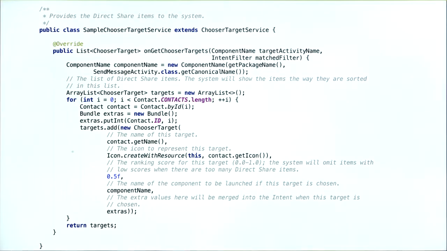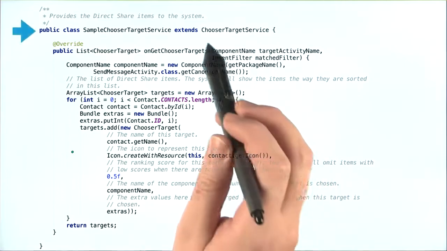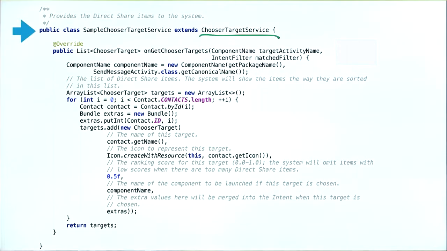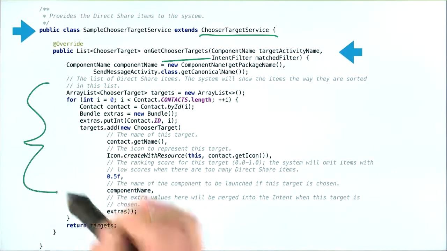To enable direct share targets, you must define a class that extends from ChooserTargetService, and in this new service of yours, you need to implement onGetChooserTargets. This method is the one that will offer up those share targets to the system so that it may populate the share dialog.